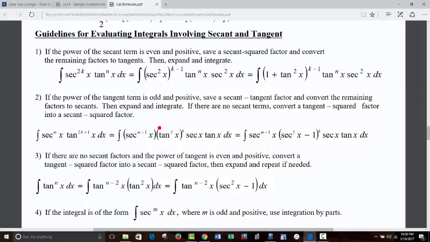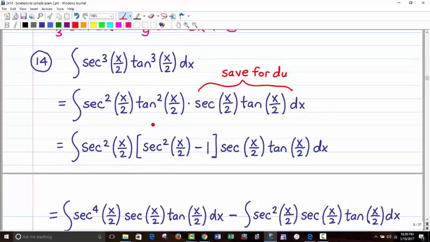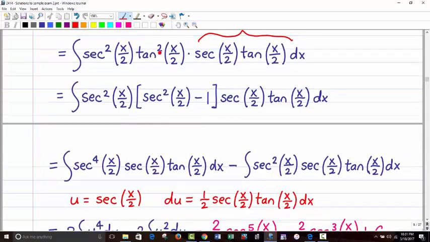So tangent's odd and positive, so you save a sec tan, and we'll convert to secants. So you see, I took away a secant, I took away a tangent, put it right here. It's going to be my du. And then I convert tan squared into sec squared minus 1, because I need everything to be secants. And so I take sec squared, and then you have all this du right here together. So basically it's sec squared times that du. So that's what makes this sec fourth, and there's the du. And then here's the du, and that way you have sec squared times 1, which just makes that sec squared.